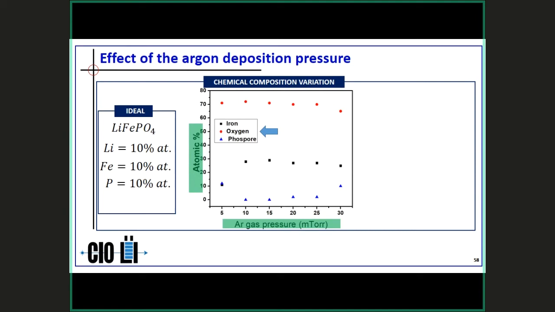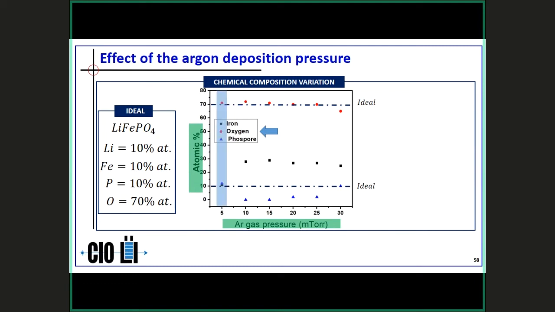for phosphorus. Having said that, I just drew a dotted line, which tells us that we should be close to this ideal value. In the case of oxygen, it should be around 70%, therefore it was placed on this dotted line. So the red circles should be closer to these values, to be closer to the stoichiometry.